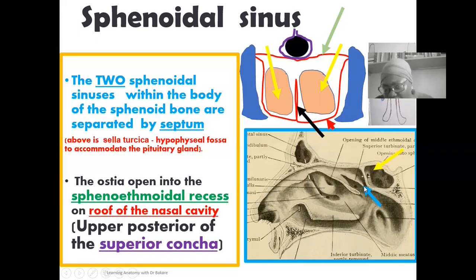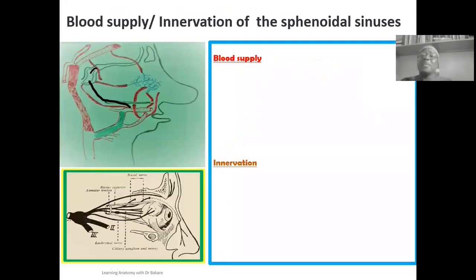So this is where we have the superior concha. So if you look at it behind, you have this depression created at that spot that is called the sphenoethmoidal recess. And that is what actually receives the ostia of the sphenoidal sinuses. So this is where the sphenoethmoidal recess is located. So now going further, talking about the blood supply, the innervation, and also the lymphatics of the sphenoidal sinuses.